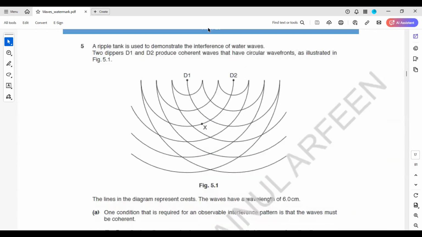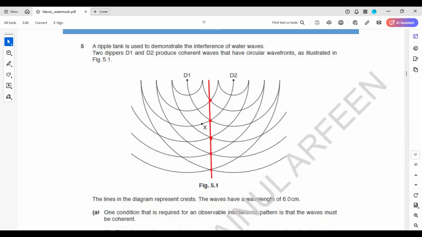First, we can mark these positions where we will have a constructive interference. This point will have a constructive, this point, this point, this point, and this point will also have a constructive. So what we do, we can draw a line here, minimum 4 centimeter.